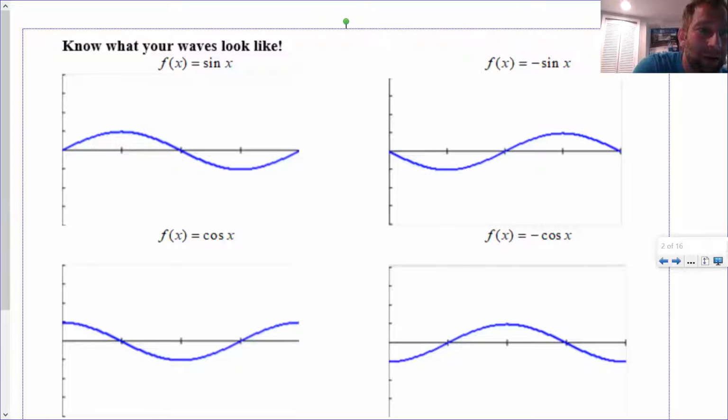Sine, both positive and negative sine, both start at the midline. Positive sine goes up first, negative sine goes down first. So again, both sines begin at the midline. Cosines do not begin at the midline. Positive cosine starts at the max. Negative cosine starts at the min. And remember, all the points are either at the midline, the max, or the min. So you need to know these four curves. We're going to be referring back to those.